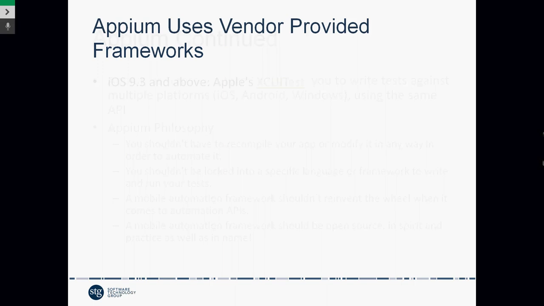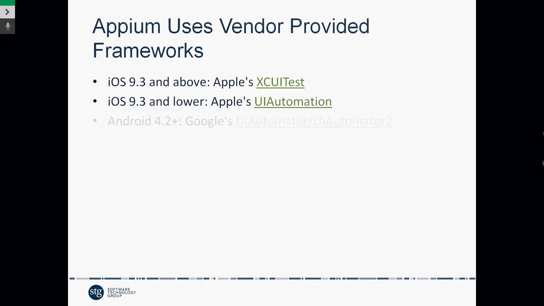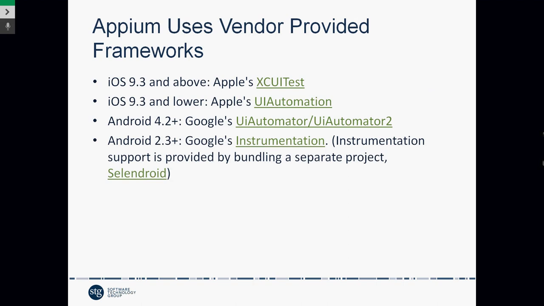Appium uses vendor-provided frameworks. These are things that each company, the big behemoth giants out there, provides: XCUITest, UI Automation, UIAutomator 1 or 2, Instrumentation, Selendroid for Android. Microsoft, back in the day when they were building mobile devices, was building the WinAppDriver.